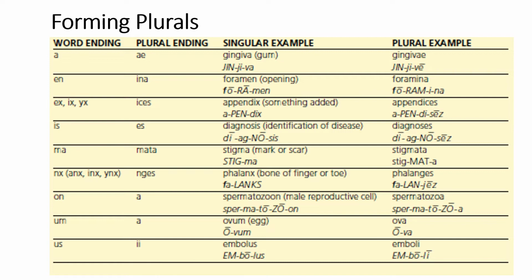Next is US. The plural ending should be I. The example is embolus, and the plural should be emboli. Embolus, emboli.